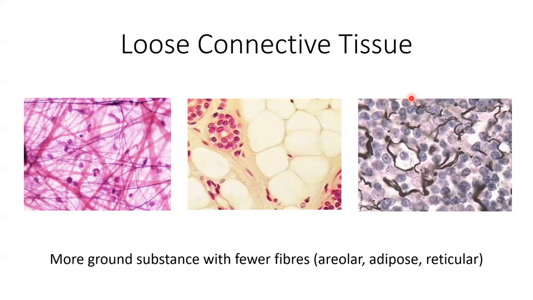So loose connective tissue is often found between organs, where it can act as a bit of a shock absorber. It can also help bind tissues together. And because of the large amount of ground substance and the fewer number of fibres, loose connective tissue also allows things like water, salts, and various nutrients to diffuse really easily throughout the tissue.